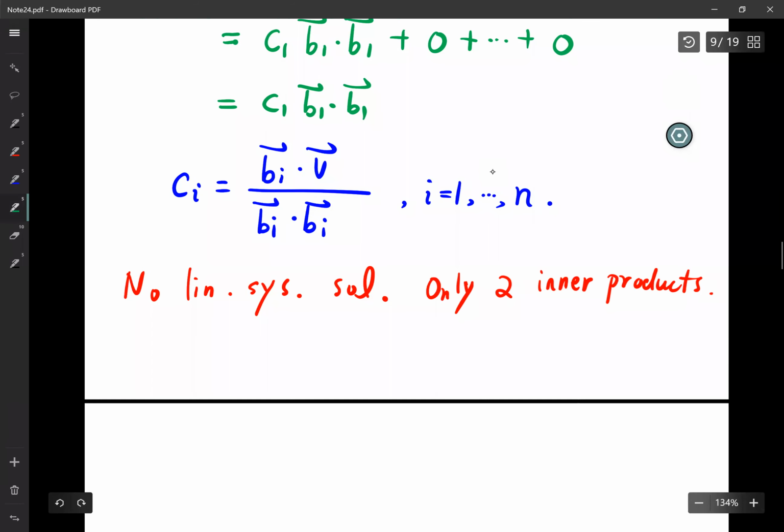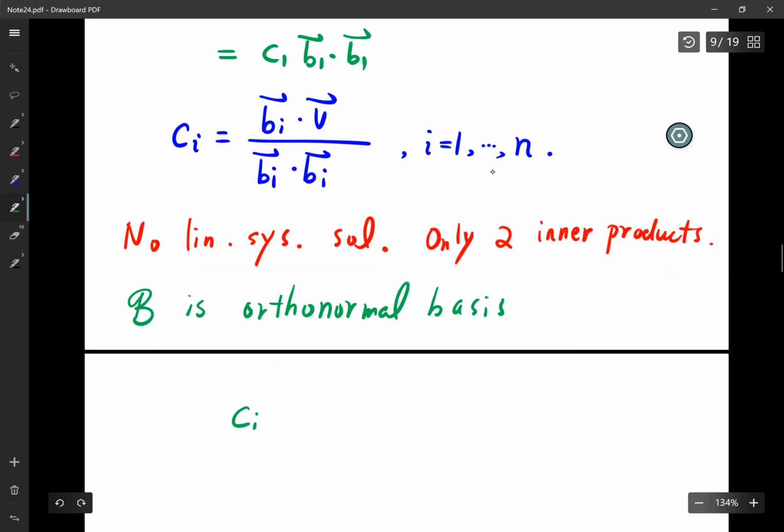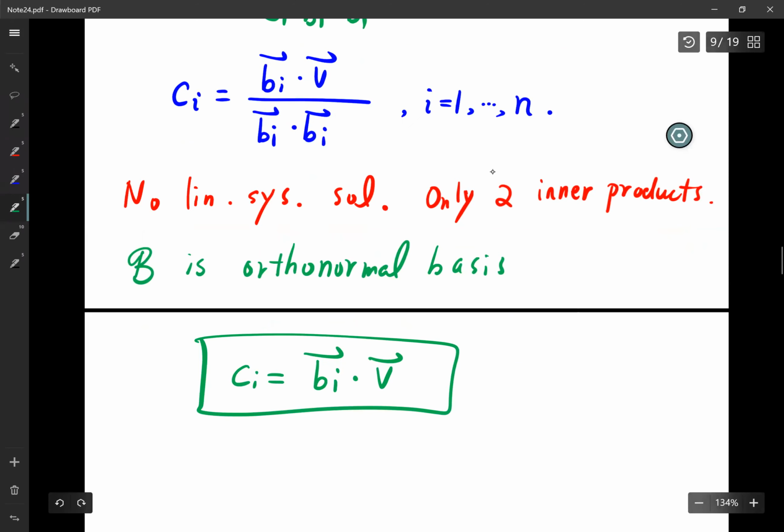Furthermore, if B is an orthonormal basis, then even the denominator is gone. We have Ci equals Bi dot V. Any question?